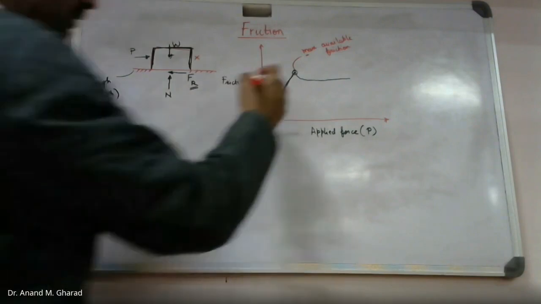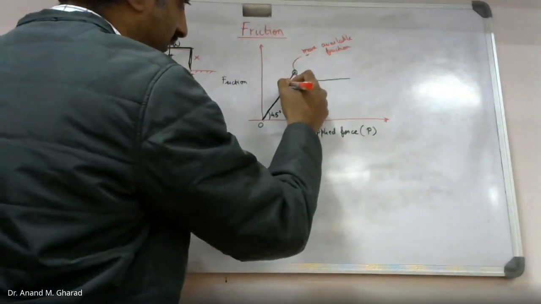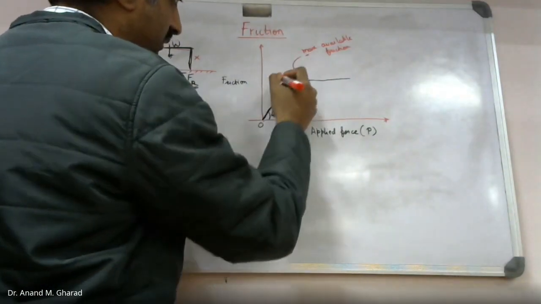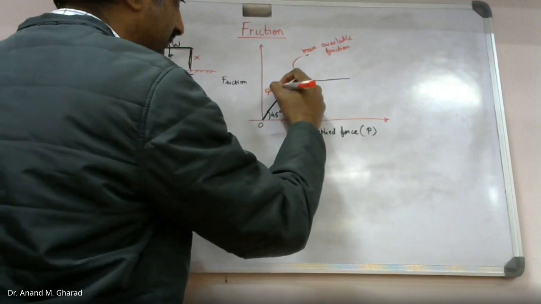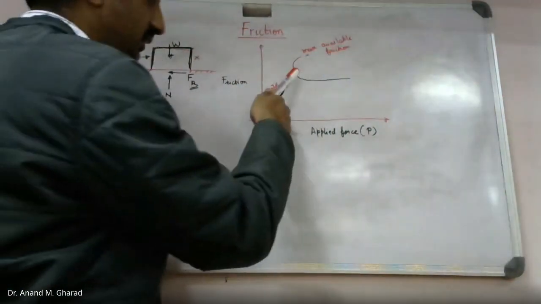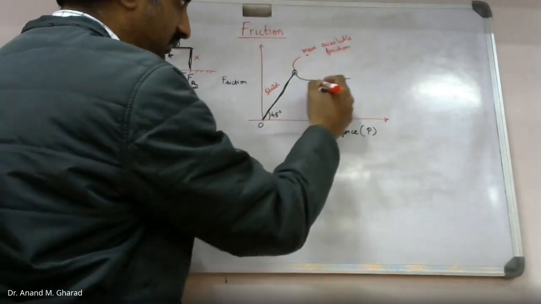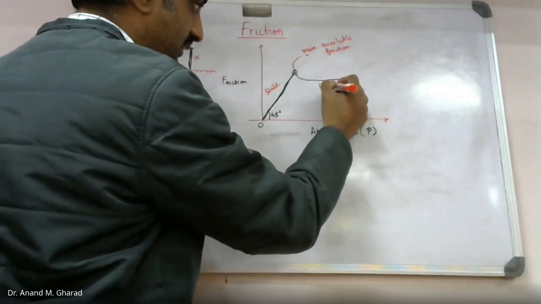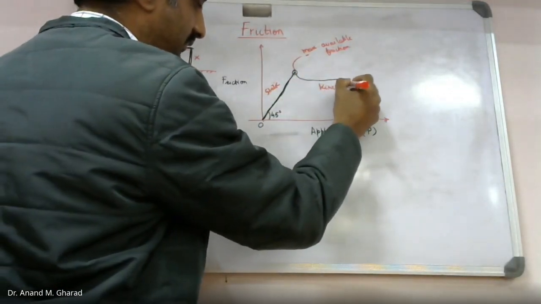So you can call this friction, which is linear friction, static friction. Whereas this friction, you can term as kinetic friction.